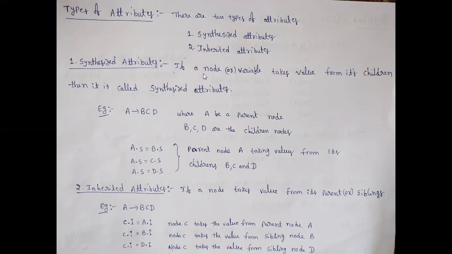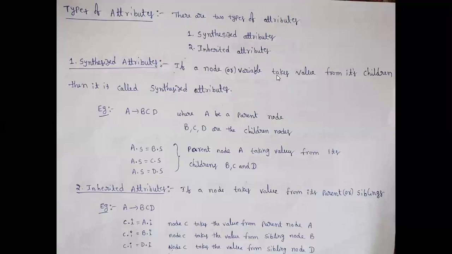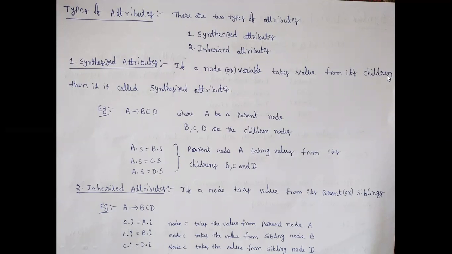So for example, what did we take as nodes? We took non terminals. Non terminals can also be called variables. So let us consider it: if it is a non terminal or terminal node, or considering a node. So if a node or a variable takes value from its children, then that attribute is called the synthesized attribute. So what is the synthesized attribute? If a node or a variable takes value from its children, then it is called a synthesized attribute.